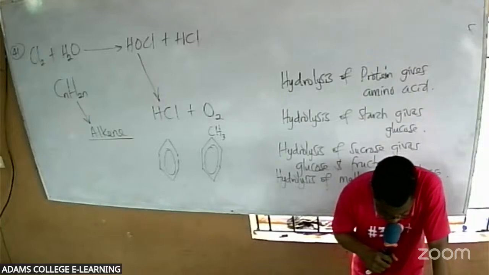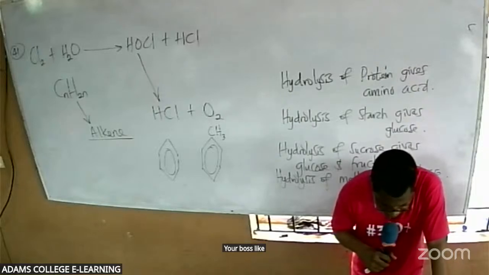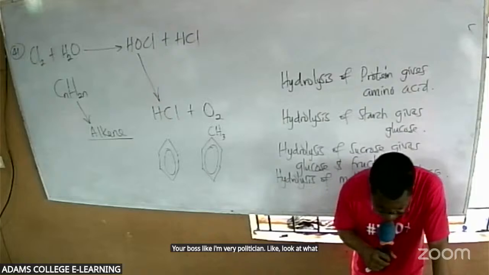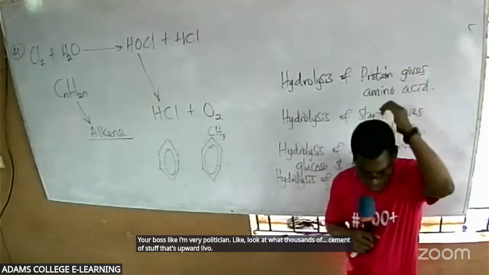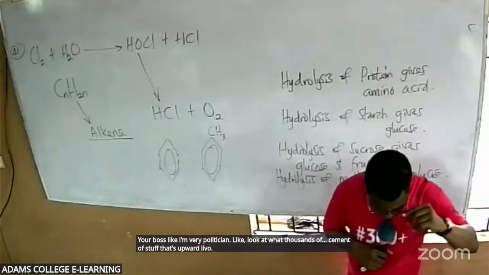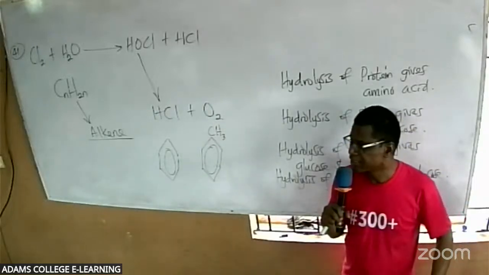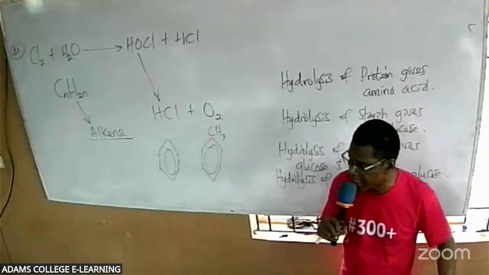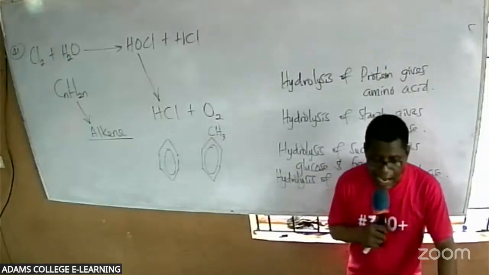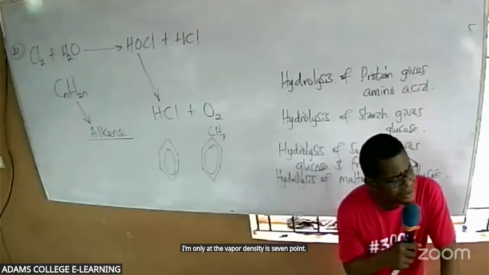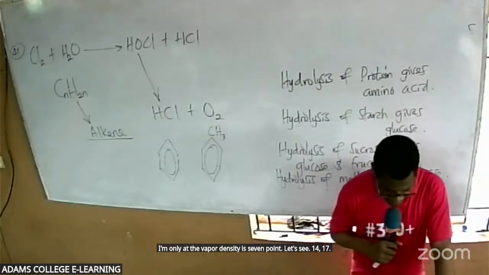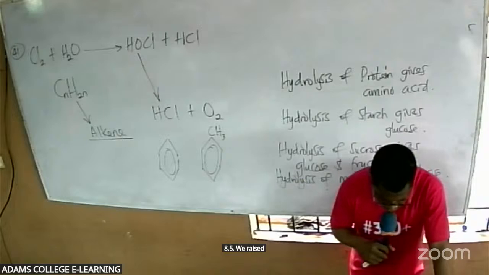The gas that can be collected by displacement of air, that's upward delivery. So it is less than air. Ammonia, the vapor density is 8.5. Nitrogen 14 plus 3 is 17, that's 8.5, less than 14.4. So that's ammonia.